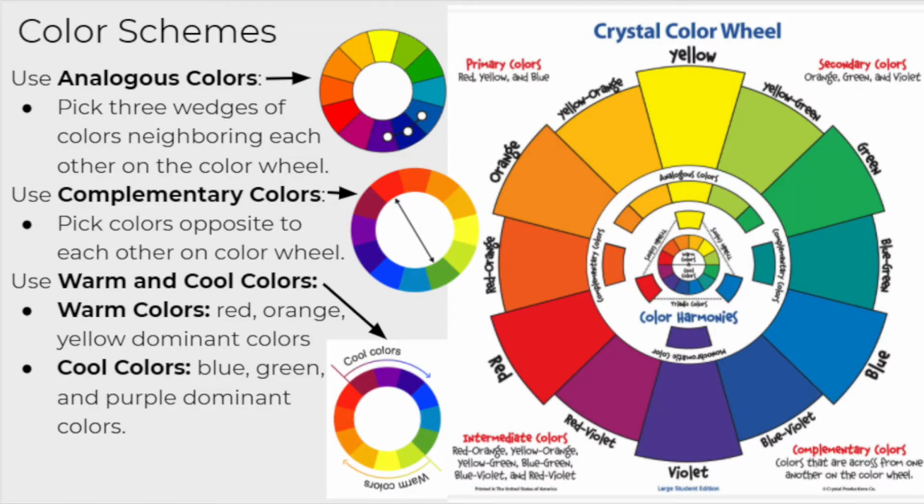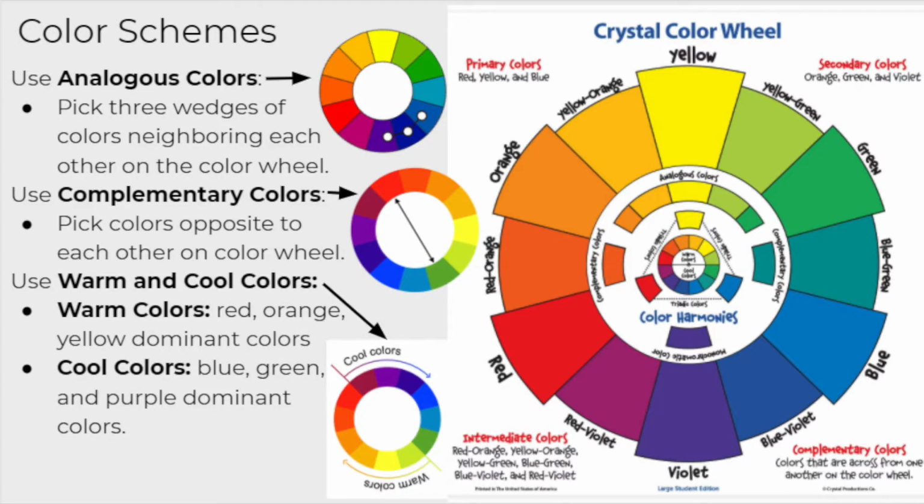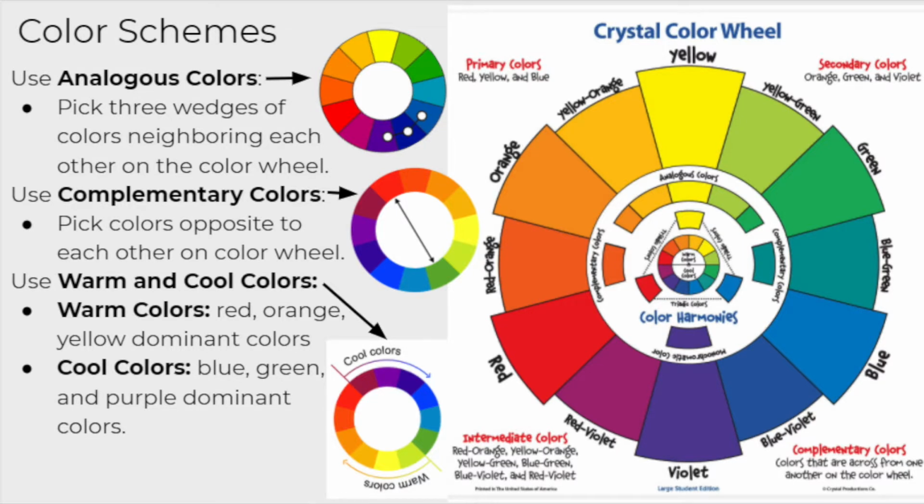Color schemes can include analogous colors, which are colors that are neighboring each other on the color wheel, like you're seeing here, purple, blue, and blue-violet. Those 3 colors are right next to each other on the color wheel, and they would be considered an analogous color group. Another color scheme could be complementary colors. Pick colors opposite to each other on the color wheel, like you're seeing here, red and green. Any color that is opposite to its color on the color wheel is considered a complementary color. Other examples could include orange and blue, violet and yellow, red violet and yellow green, and so on and so forth.